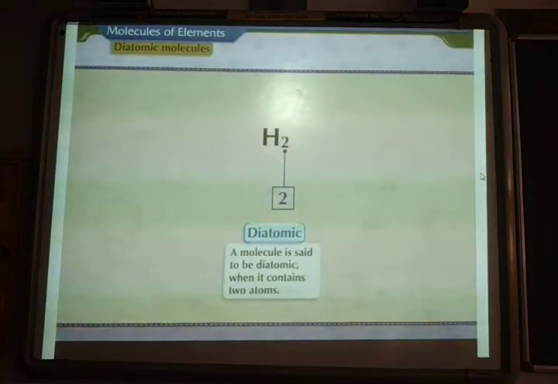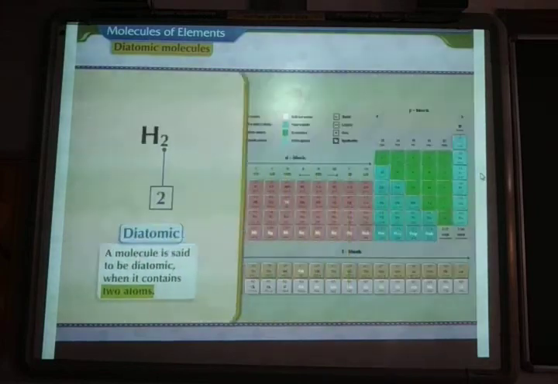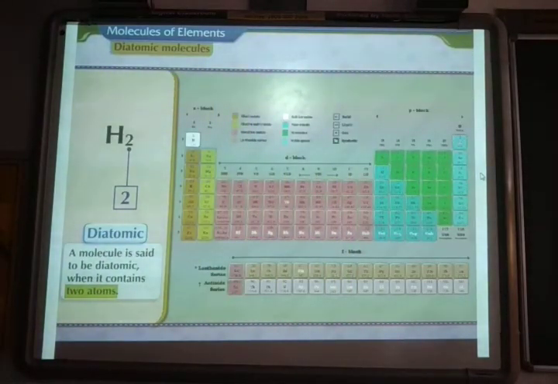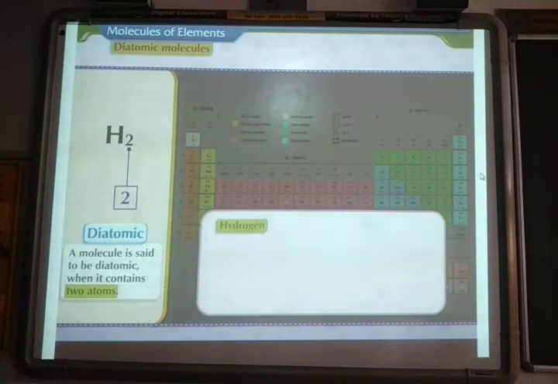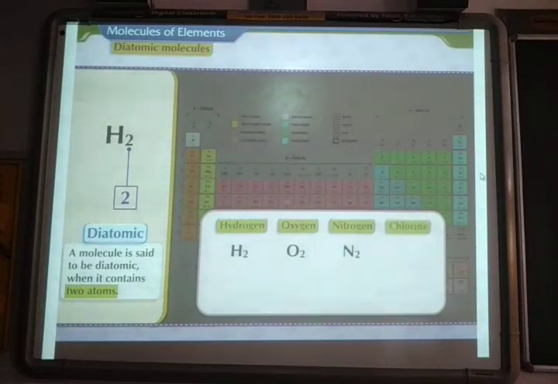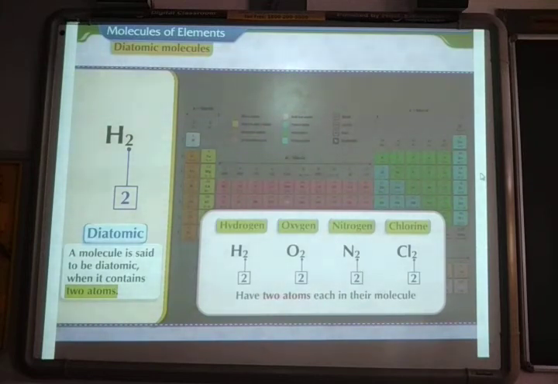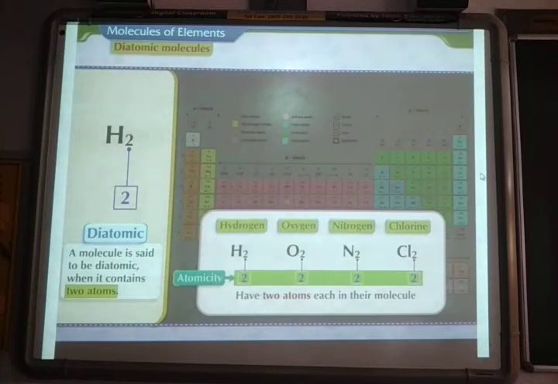Diatomic molecules. A molecule is said to be diatomic when it contains two atoms. For example, elementary gases like hydrogen, H2, oxygen, O2, nitrogen, N2, chlorine, Cl2, all have two atoms each in their molecule. So, their atomicity is 2. Hence, they are considered to be diatomic.